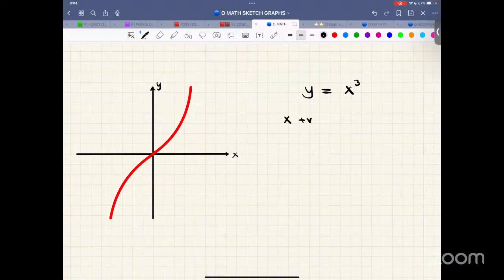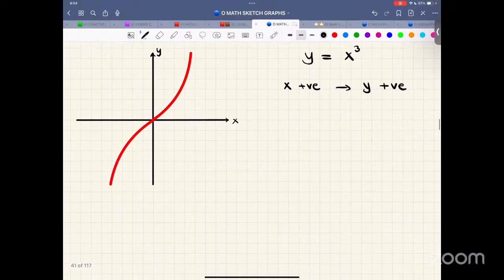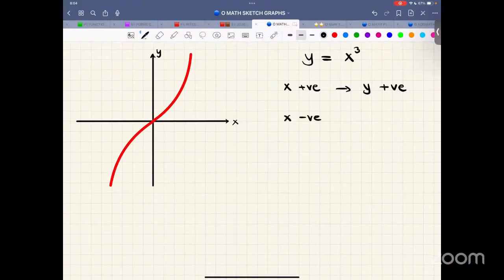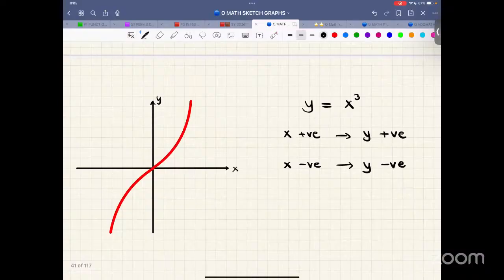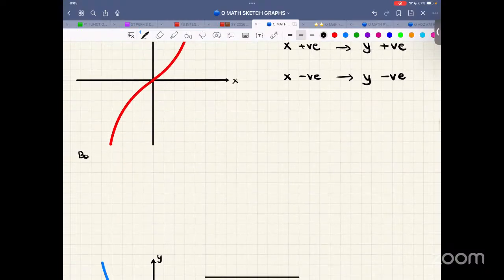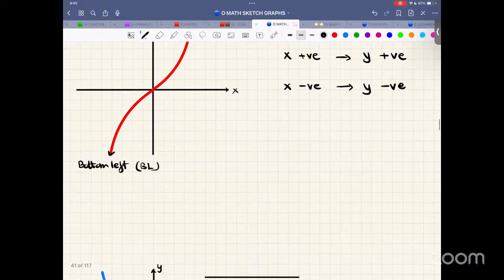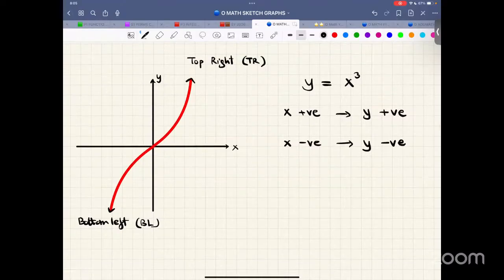When x is positive, y is positive because y is x cubed. When x is negative, y is negative, which makes sense. When x is positive, y is positive. When x is negative, y is negative. So it starts from top right, TR, and it goes till bottom left. Or you can say like this and like this. Top right, bottom left, top right.